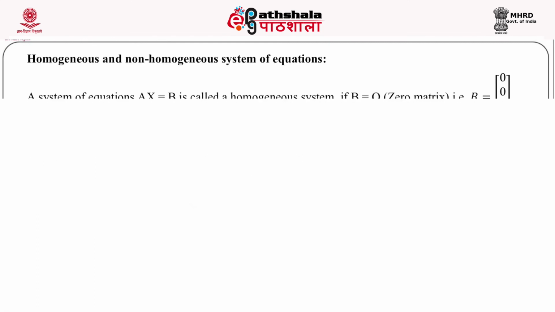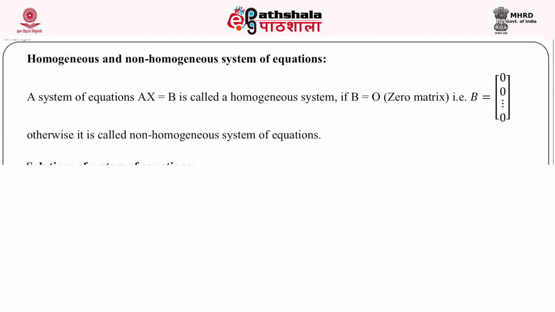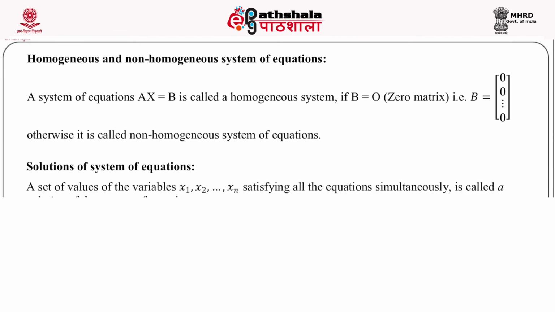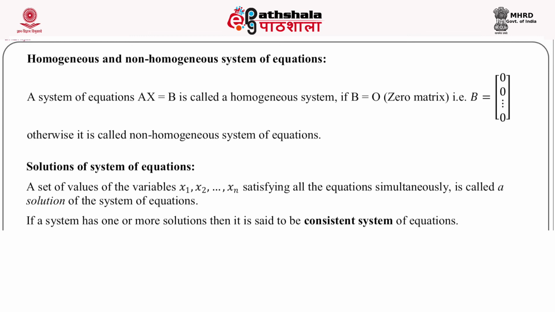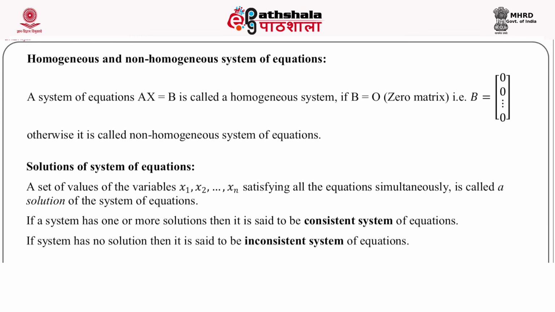Now homogeneous and non-homogeneous system of equations. A system of equations Ax equal to B is called a homogeneous system of equations if the right hand side, that is B, is equal to 0 matrix. Otherwise it is called a non-homogeneous system of equations.